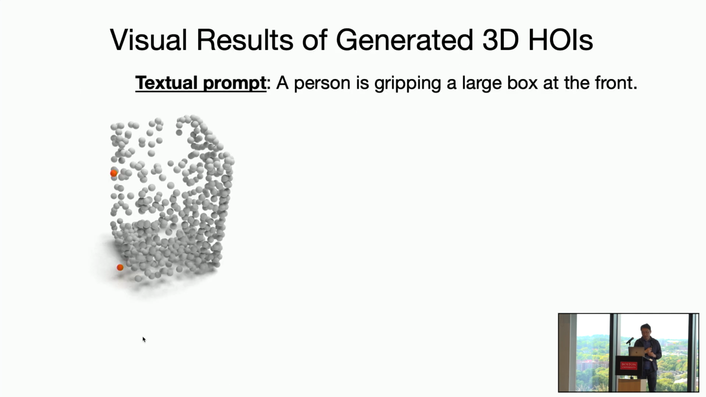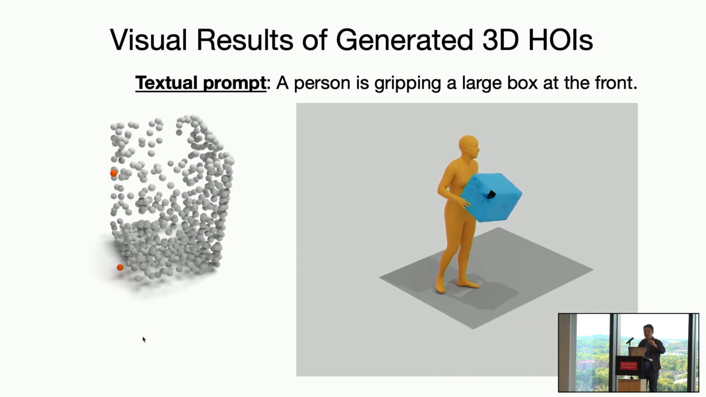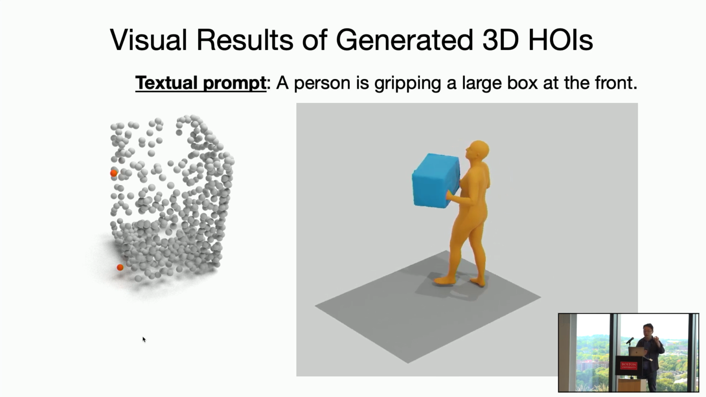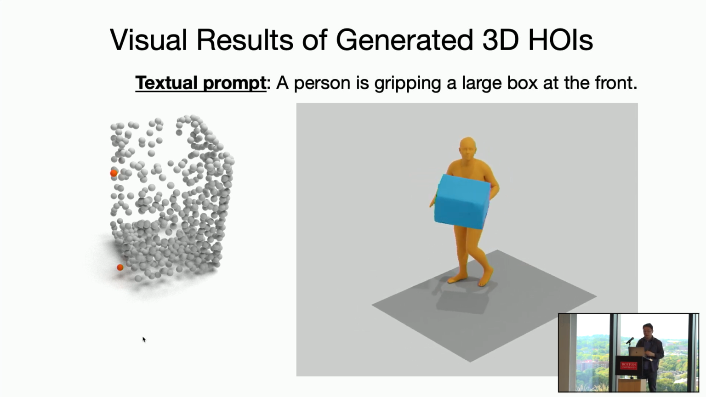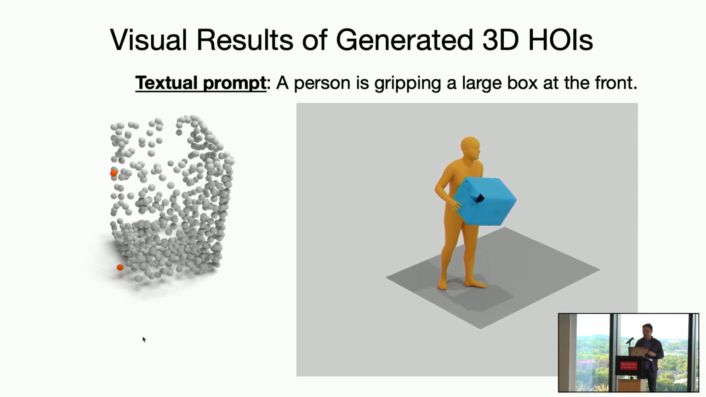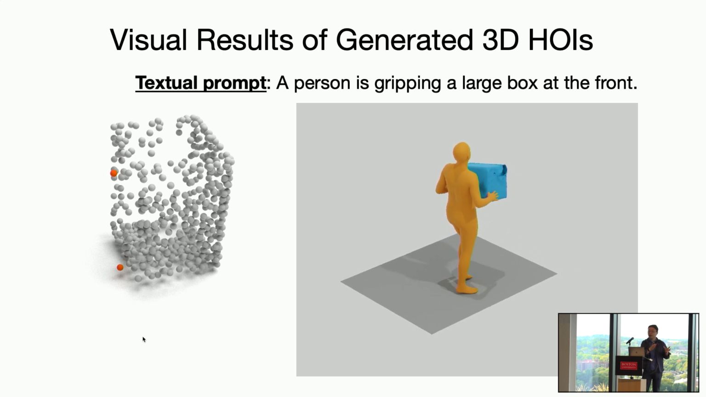I'm going to skip this as well. So this is after the classifier guidance, how the human can interact with, or can hold or grip, a large box. We can see it works better than the very initial model.